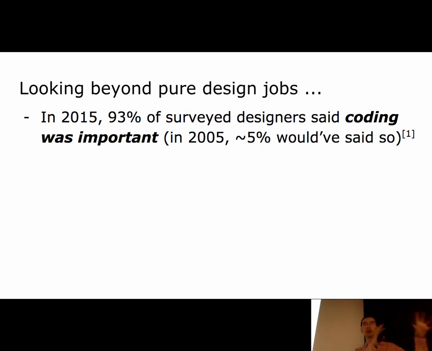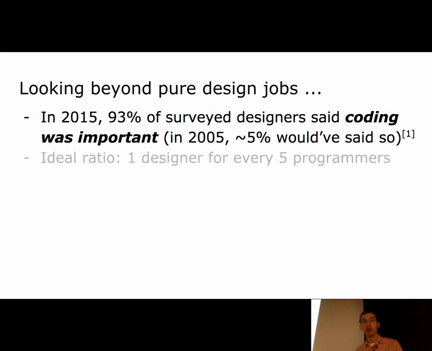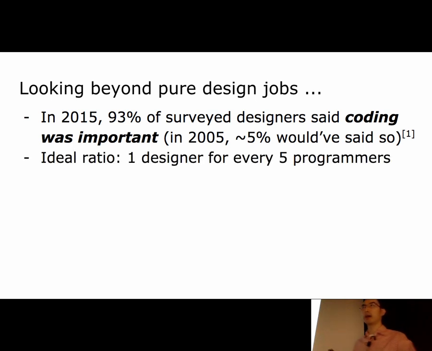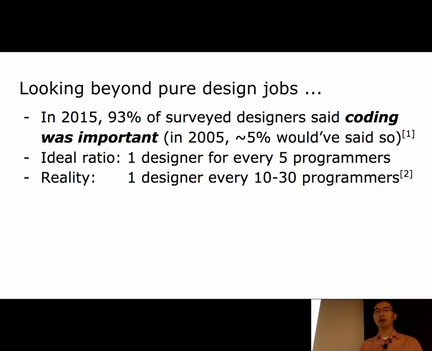Designers were more associated with artists, but now designers are very much integrated with engineering and coding and programming. So the ideal ratio at a company is one designer for every, say, 5 programmers or engineers. But in reality, there's probably only one designer for every 10 to 30 programmers. The bleak reality is that there aren't that many pure design jobs, right? Because you really don't need 20 people doing design. You probably only need one person to do that.